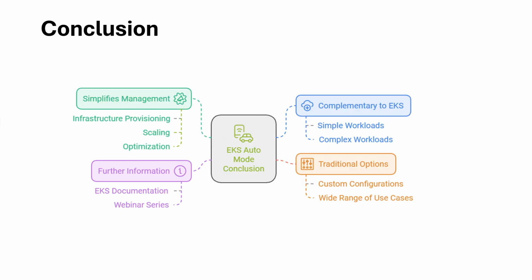In conclusion, EKS Auto Mode simplifies Kubernetes cluster management by automating infrastructure provisioning, scaling, and optimization. It complements existing EKS offerings and provides flexibility for both simple and complex workloads. Users can still use traditional EKS for custom configuration, offering a wide range of use cases. However, you can refer to the EKS documentation.